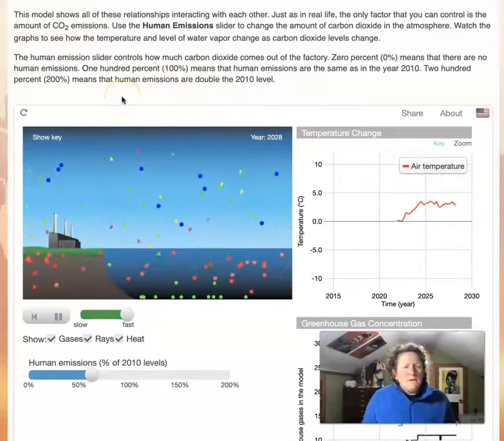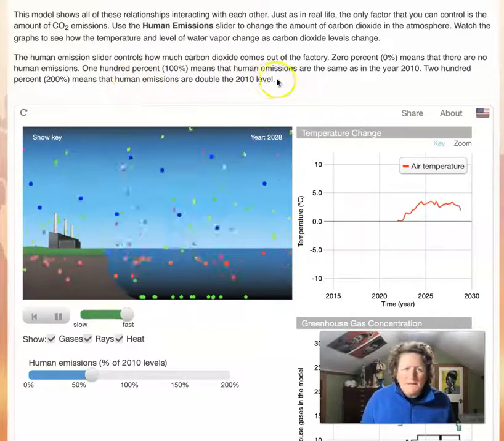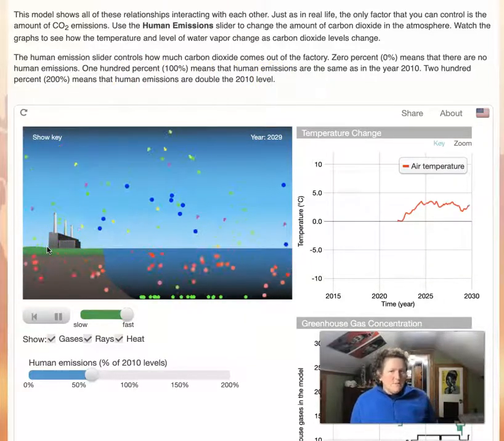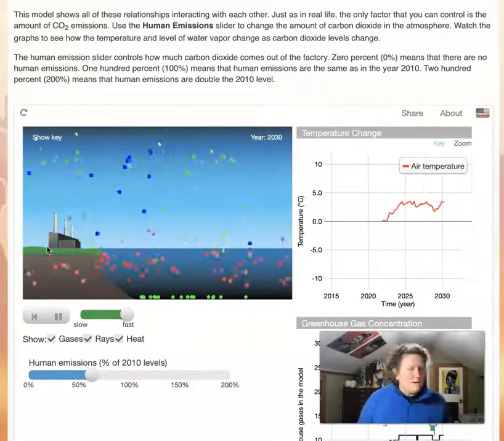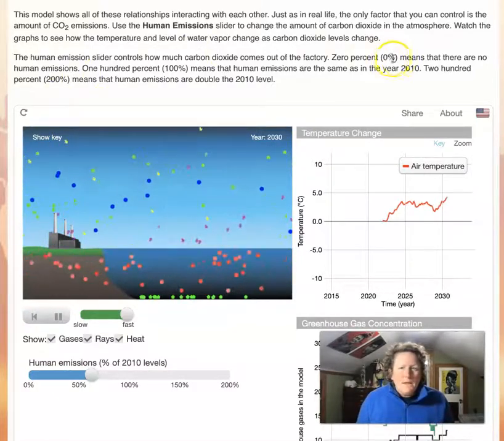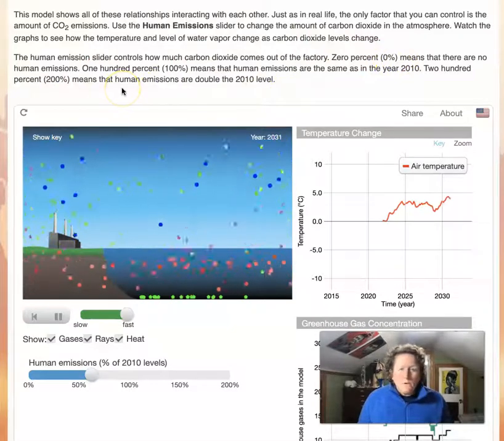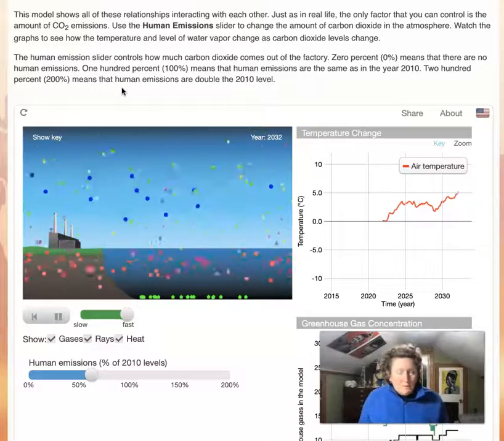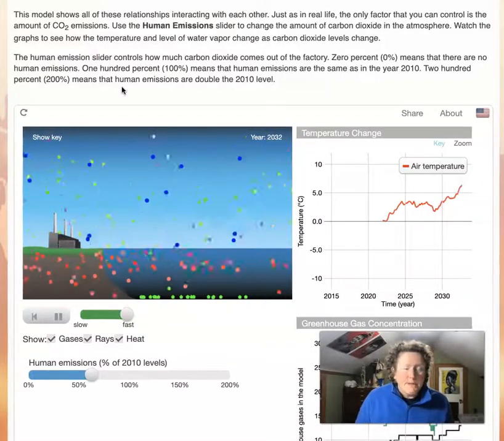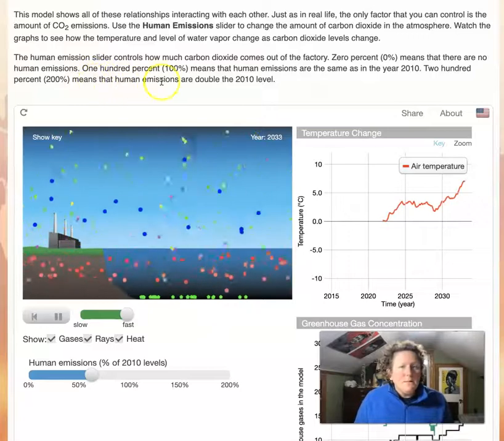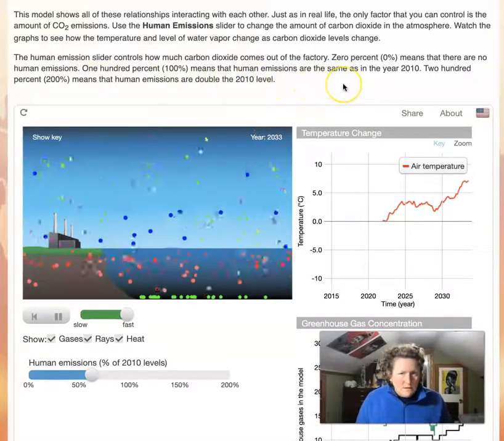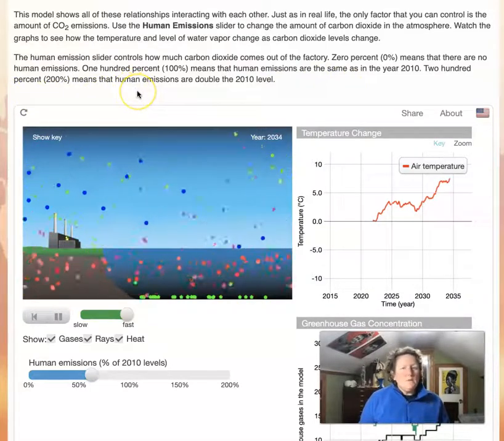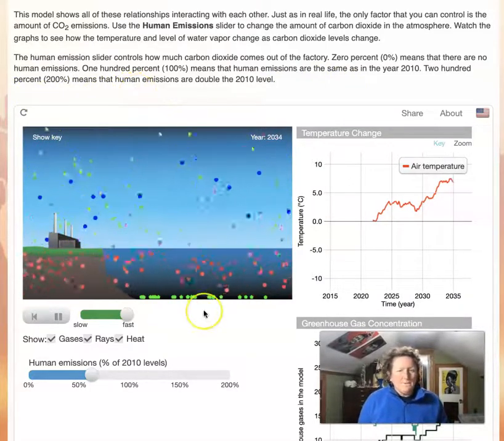The human emission slider controls how much carbon dioxide comes out of the factory. Now, obviously, there are lots of other sources of carbon dioxide, driving our cars, heating our homes. 0% means there are no human emissions. There are just all the other sources of carbon dioxide, like people breathing and animals breathing, bacteria breathing. 100% means that human emissions are the same as the year 2010. 200% means that human emissions are double the 2010 level.